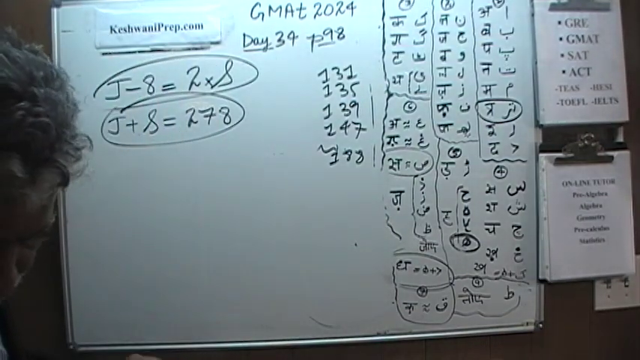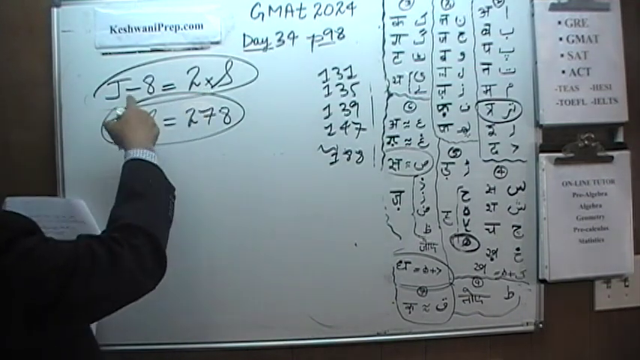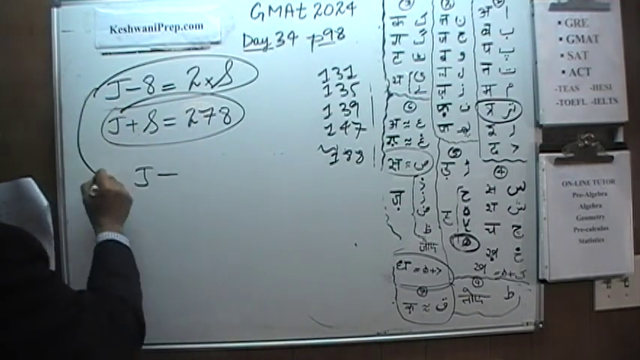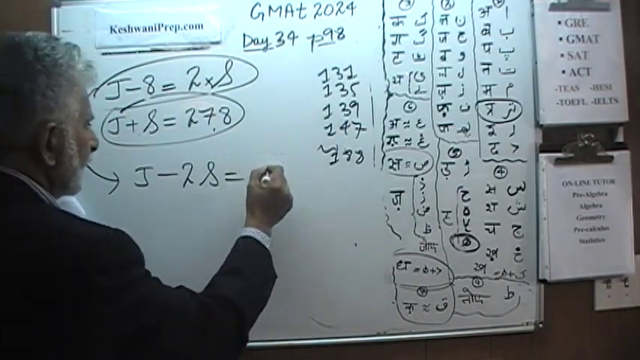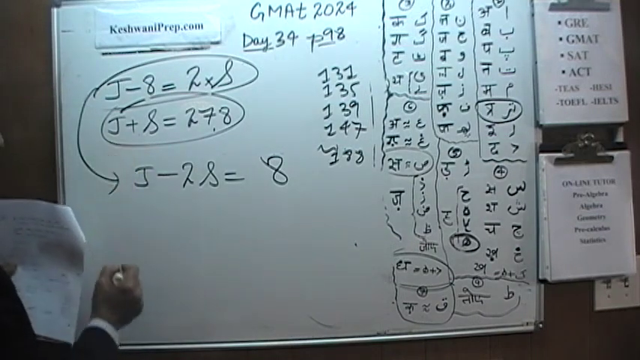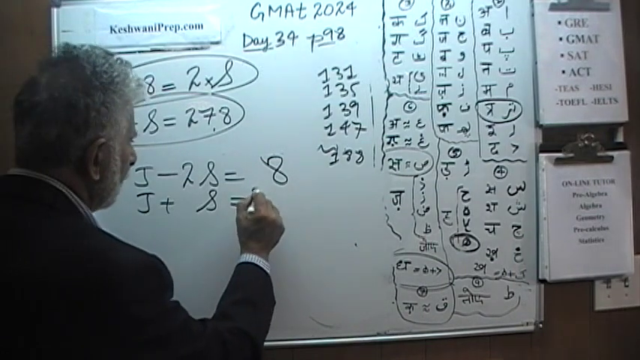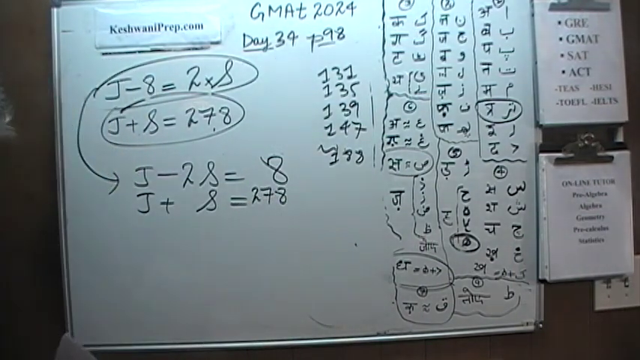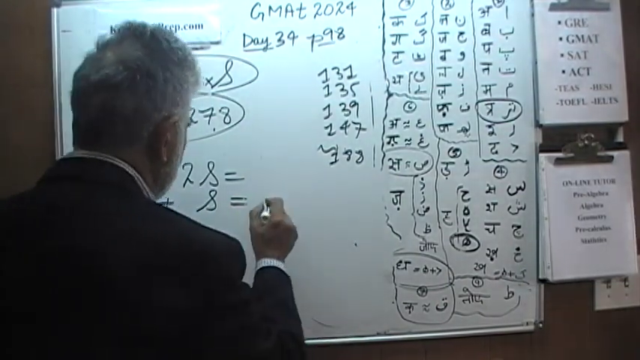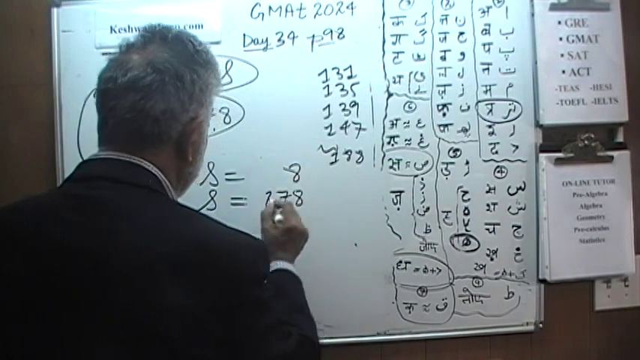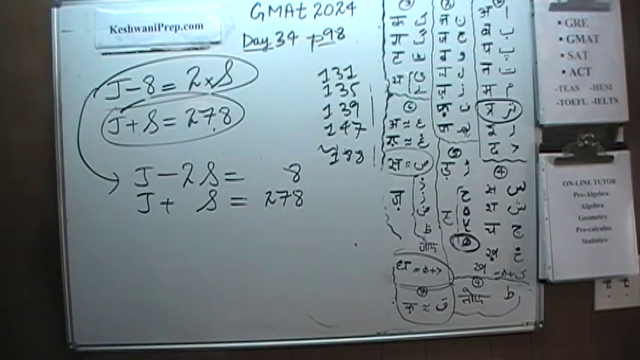Very simple, very straightforward. Let's see what we can do. So, let's bring the 2S to this side. We're working with this equation: J minus 2S. Bring the 8 to the other side. And here's the other equation: J plus S equals 278. I like to have my digits lined up properly.